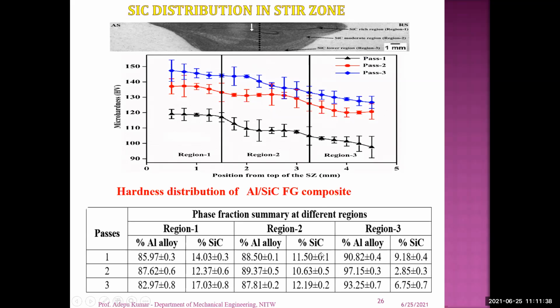Then you can see the hardness values from top to bottom. This is the top region, this is the bottom region. The hardness increases from the bottom to the top. The top region has higher hardness because of its rich content of silicon carbide, so it has higher hardness than the lower one. The variation of the volume percentage leads to variation in hardness. That helps in our applications like shoe brakes and landing gears, and other aerospace applications.